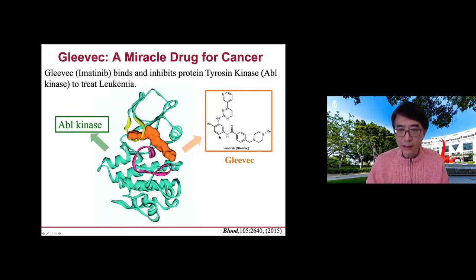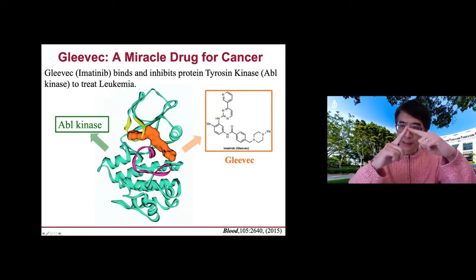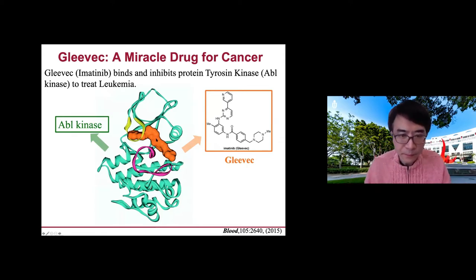And this is converted into the three-dimensional structure. It has a shape that is a little bit bent in the middle. This three-dimensional structure of Gleevec will match into the binding pocket of this protein. This protein is shown in green, yellow, and purple colors. Now this protein is one type of protein we call the tyrosine kinase.